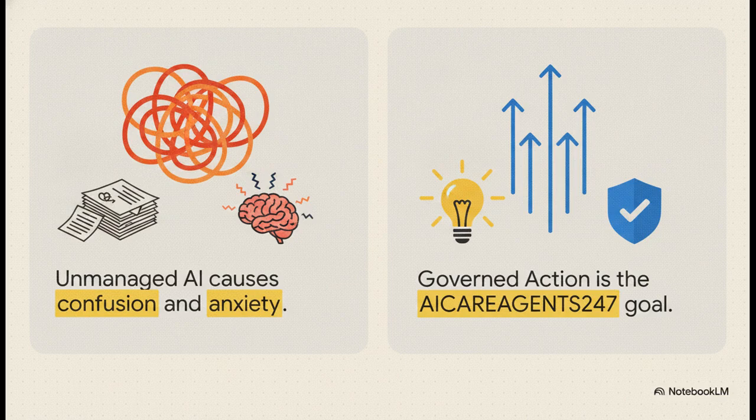On the left side here, we have unmanaged AI. That's basically the Wild West. Without a policy, your staff is just left feeling confused and anxious. But on the right, that's governed action, and that is the ultimate AI Care Agents 24/7 goal. We want to empower your team to innovate safely simply because they know exactly where those guardrails are.